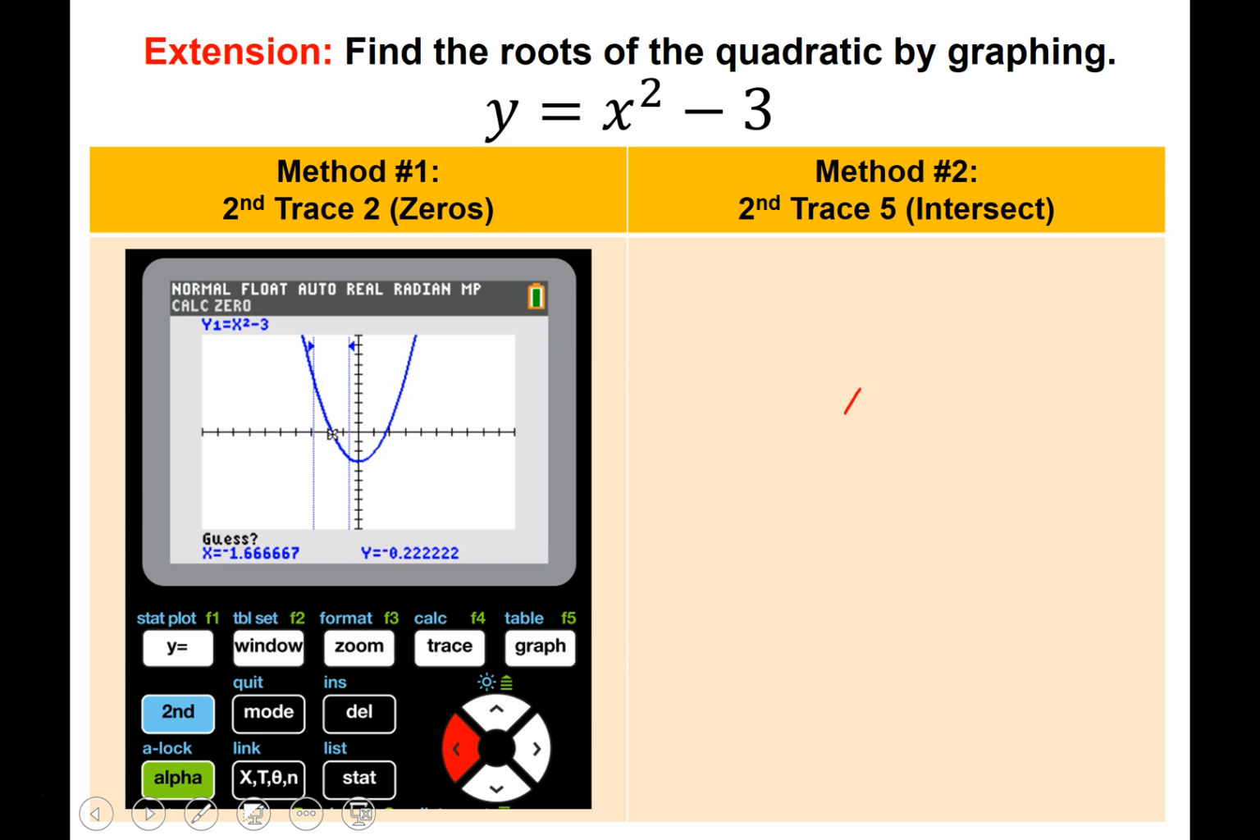Okay, now I do want to give you just a quick extension thought here before I set you on the Now You Tries. You can find the roots of a quadratic by graphing. Remember that we can use second trace to find the zeros. We can use our calculator again to find the intersection points if you wanted to use the calculator to simplify or check your work here.